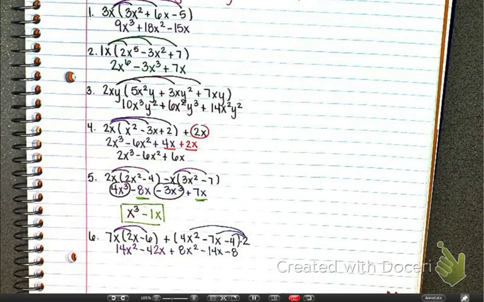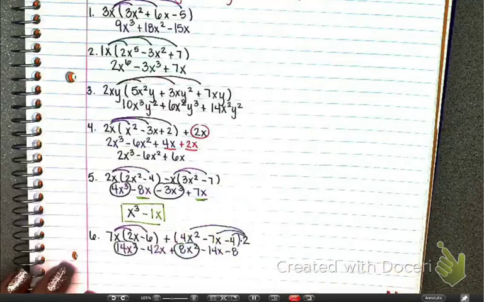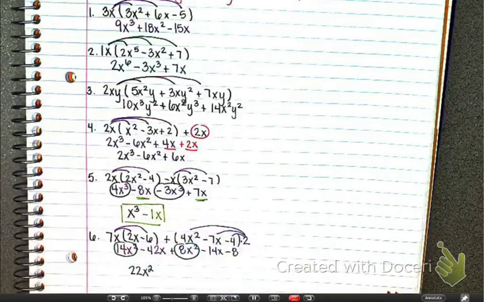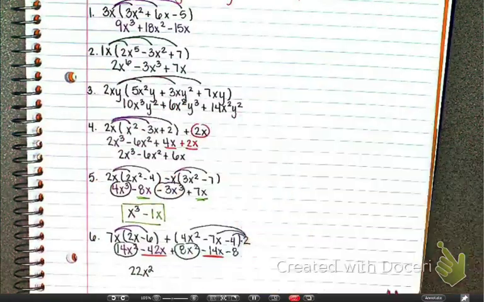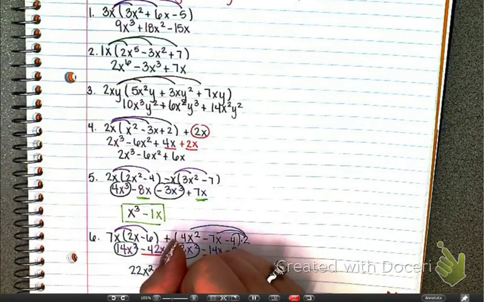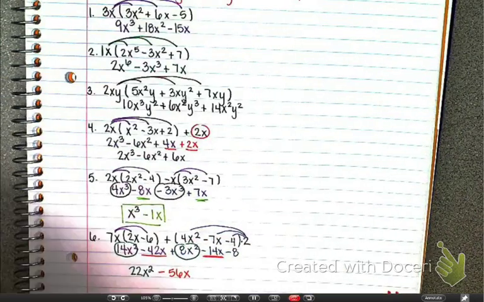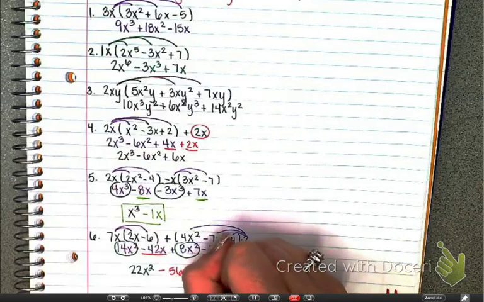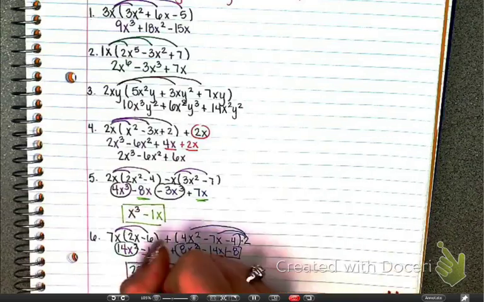Combine like terms. Highest exponent, squared. So 14 plus 8 gives you 22x squared. Negative 42 minus 14 is a negative 56x. And I'm left with this negative 8 that I'm going to attach at the end. How'd you do? Good? Awesome.